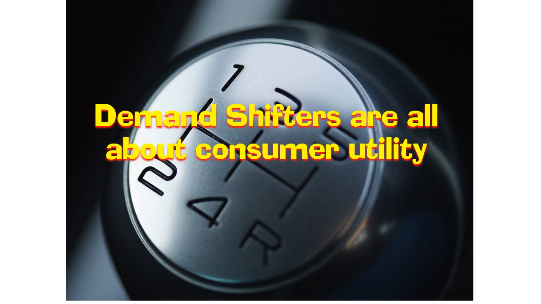Demand shifters are all about the consumer, all about utility. So the things that directly affect the consumer are going to be in demand. The things that directly affect the business are going to be in supply, and that's how we get the separation between the 2 curves.